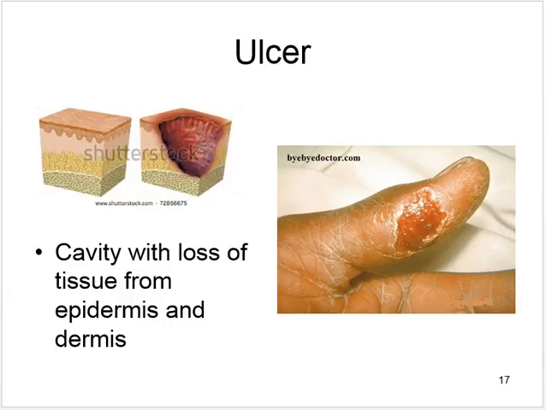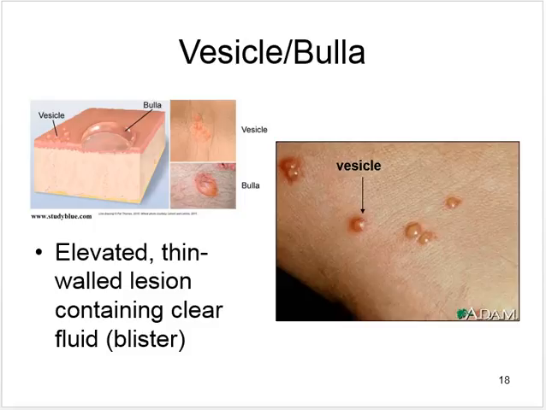An ulcer is a cavity with loss of tissue from the epidermis and dermis. A vesicle or a bulla is an elevated thin wall lesion containing clear fluid, such as a blister. A vesicle is less than 0.5 centimeters in diameter, and a bulla is greater than 0.5 centimeters in diameter, so that's a large vesicle.